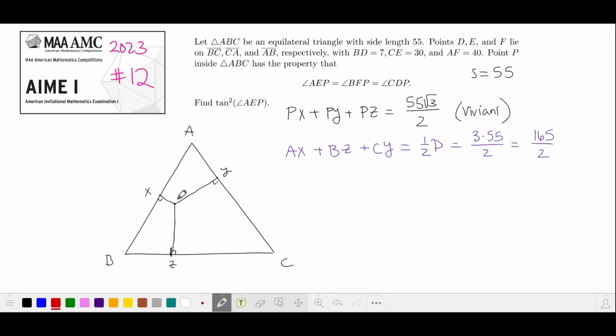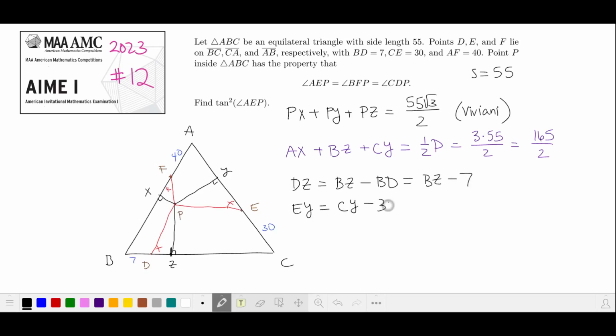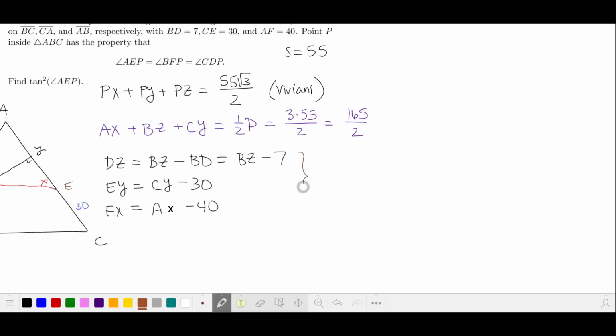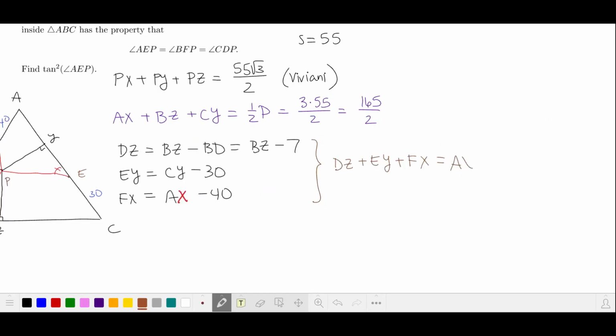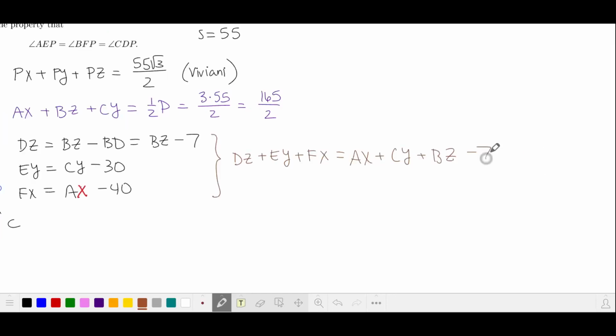Now I'm going to draw in these three congruent angles. That's PD, PE, and PF. And we have these lengths. Since we want to find the tangent of these red angles, we can consider using these three right triangles. Let's see if we can find DZ. This is the distance from vertex B to Z minus the distance from B to D. This is BZ minus 7. EY is CY minus 30. FX is AX minus 40. When we add these three equations together, we get AX, CY, and BZ again, minus 77.